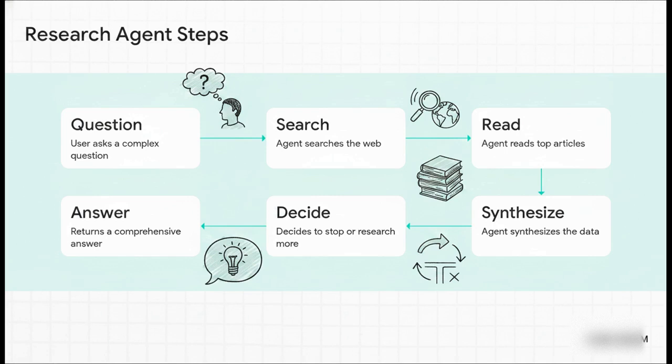Step 4, it synthesizes all that raw data. Now here is where the magic really happens. Step 5, the agent checks its own work. It asks itself, do I have enough information here, or do I need to loop back to step 2 and run another search? It just continues this loop until it is fully satisfied and finally hits step 6, returning a beautifully comprehensive answer to the user.